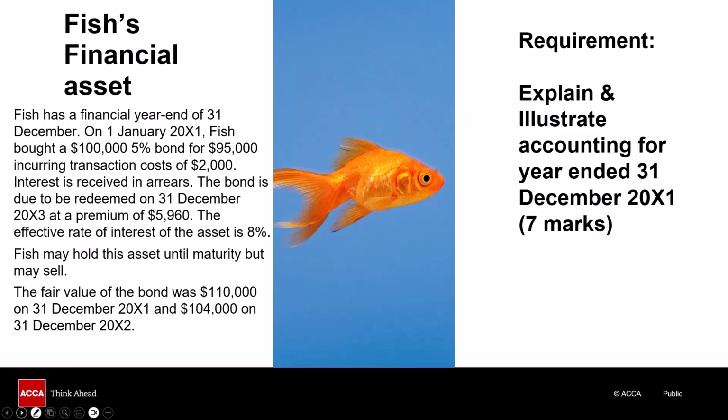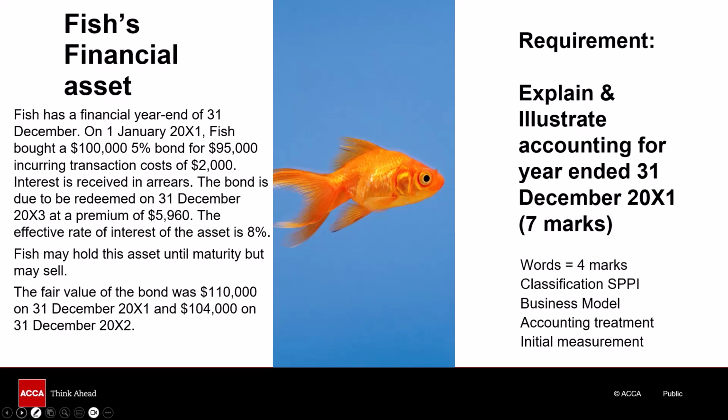If you need to pause the video, now is a good time to pause the video and think about how you're going to get ahead of the game and what these numbers mean and what the explanation is going to be. If I'm thinking about the explanation and the words for 4 marks, this is my answer plan. How do we classify? SPPI. Are the payments contractual? Are they certain? Are they fixed? And if they are, what's the business model? And therefore that tells me the accounting treatment and the initial measurement.